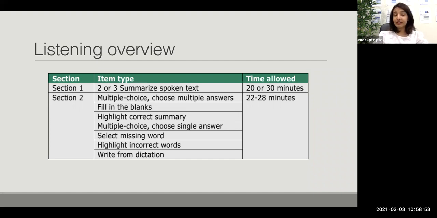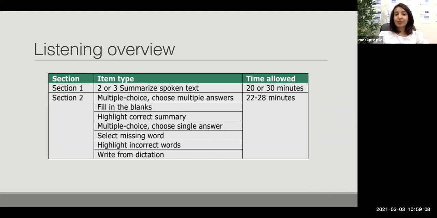In section 2, in listening altogether, there are 8 questions. Out of 8, only 4 of them are important. The most important one is right from dictation. The second important one is summarize spoken text. The third important one is highlighting correct words, which we'll be discussing today.